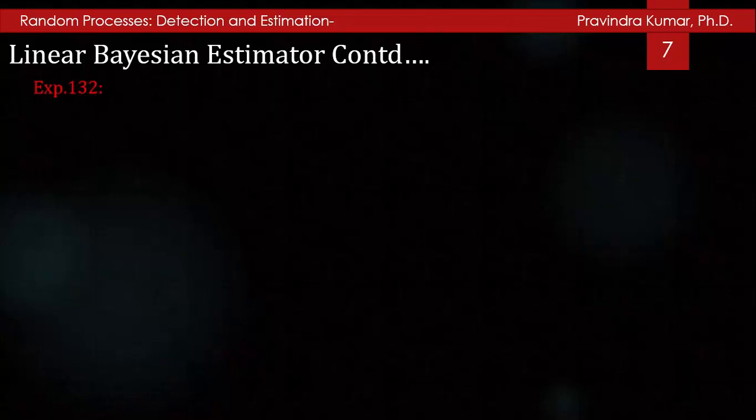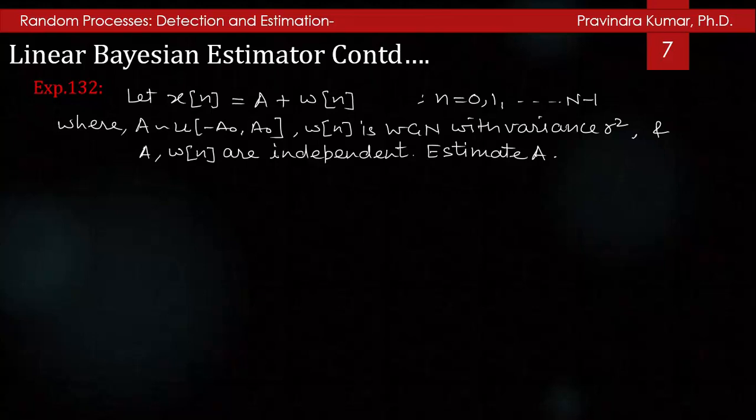Now let us take one example. Let xn equal A plus omega n, where n is from 0 to N minus 1, and A is uniformly distributed from minus A naught to A naught, and omega n is white Gaussian noise with variance sigma squared, and A and omega n are independent. Now estimate A. This is a DC level in white Gaussian noise with a uniform prior PDF. The MMSE estimator cannot be obtained in closed form due to the integration required. Now apply the LMMSE estimator.